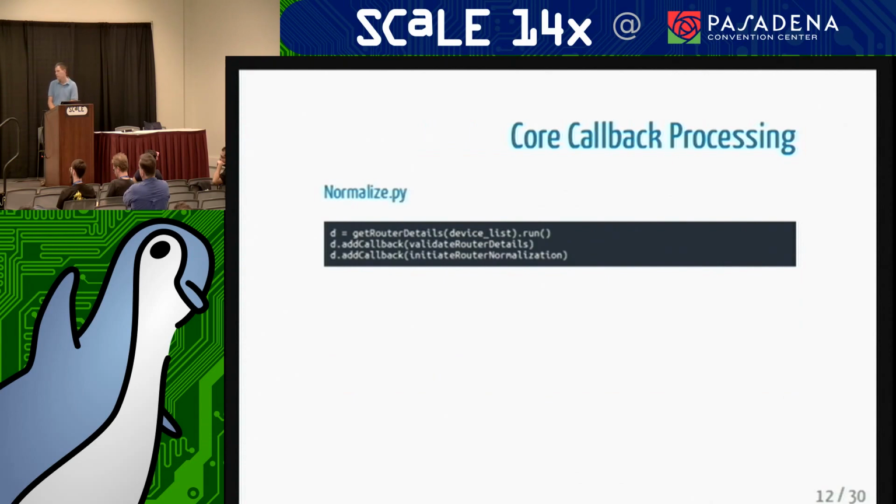So at the heart of the system with Trigger, which is based on the Twisted framework for device interaction, I have a callback processing. And the callbacks, the way that they work is we take the list of devices and we get the details about them. The returned information from that is then processed by a script that validates the device's state. And then finally, we initiate the normalization of the devices. So a device that needs a change is going to then build out the change to the configuration.